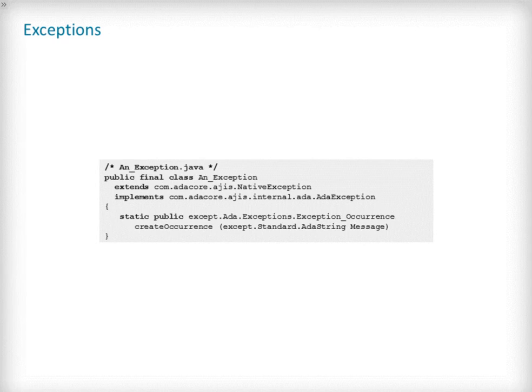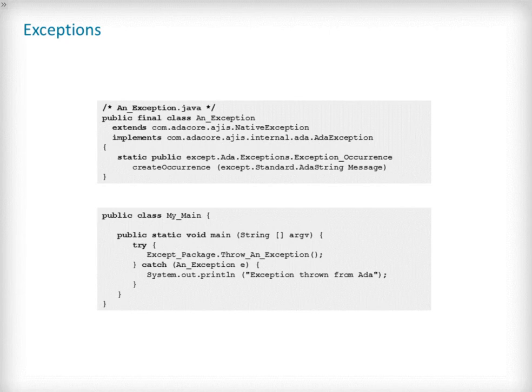Let's look at the characteristics of the Java class that represents the exception. The class name matches the name of our exception, and it extends an AJIS class called native exception and implements the internal Ada exception interface. The key operation here is create occurrence, and this is what is called by the GNAT glue code if the exception is to be raised by the native Ada code.